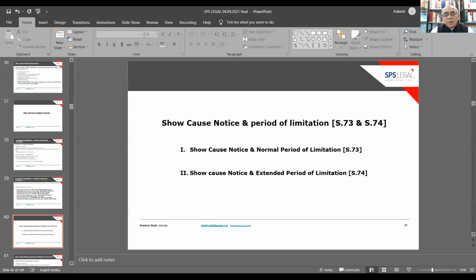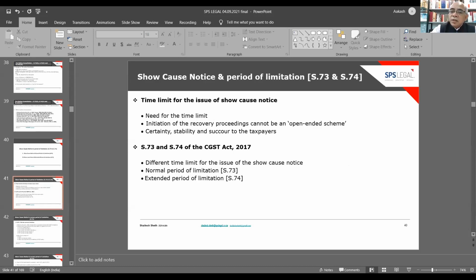Then comes the limitation period. There are two provisions, section 73 and section 74. We have seen that both the sections speak about the issue of a show cause notice by a proper officer in case he observes that there has been a short payment of tax or non-payment of tax, or a refund erroneously granted, or ITC wrongly availed or wrongly utilized by a registered person. And in that case, he can issue a show cause notice to such person, and along with it, a show cause as to why interest also should not be recovered from him under section 50.